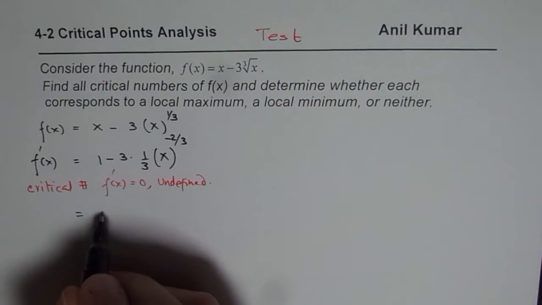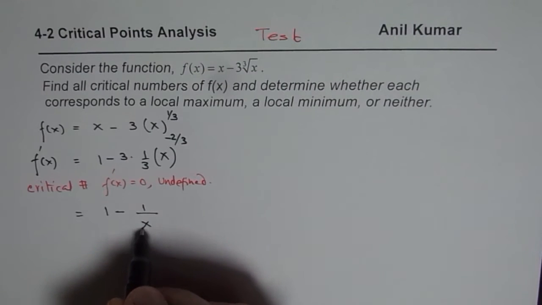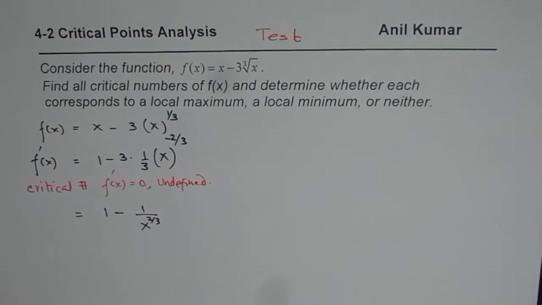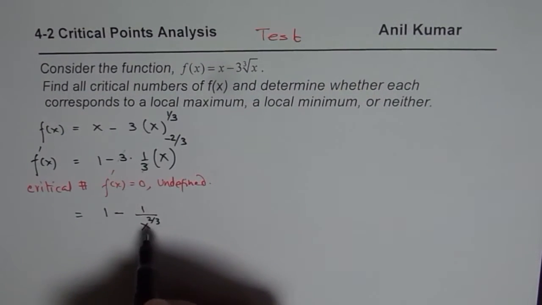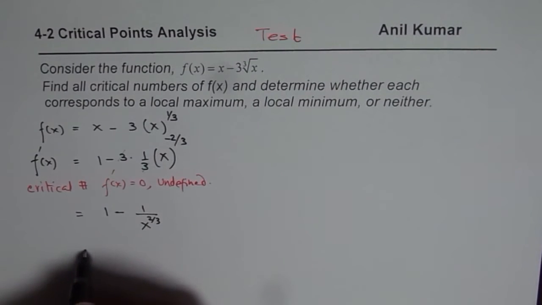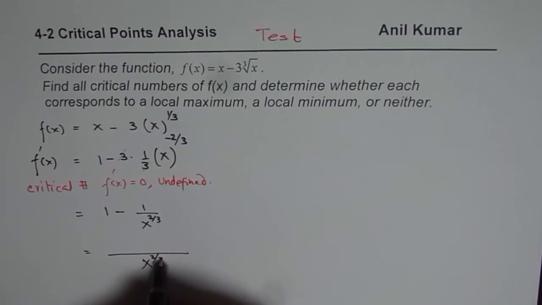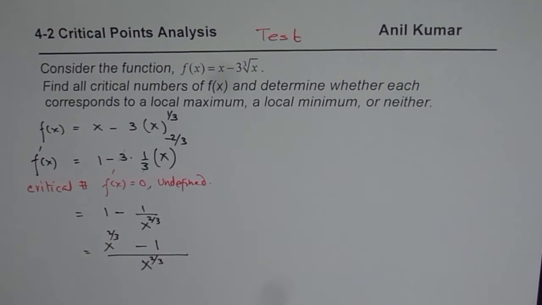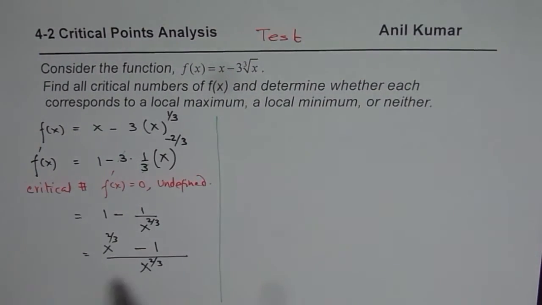So what we have here is 1 minus 1 over x to the power of 2 over 3, right? So that is how we could write. 3 and 3 cancel out, so that is what we get. You could actually at this stage also take a common denominator. There are a couple of ways to solve this. So you get x to the power of 2 over 3 minus 1 in the numerator. Now let us figure out what the critical numbers are for this equation.